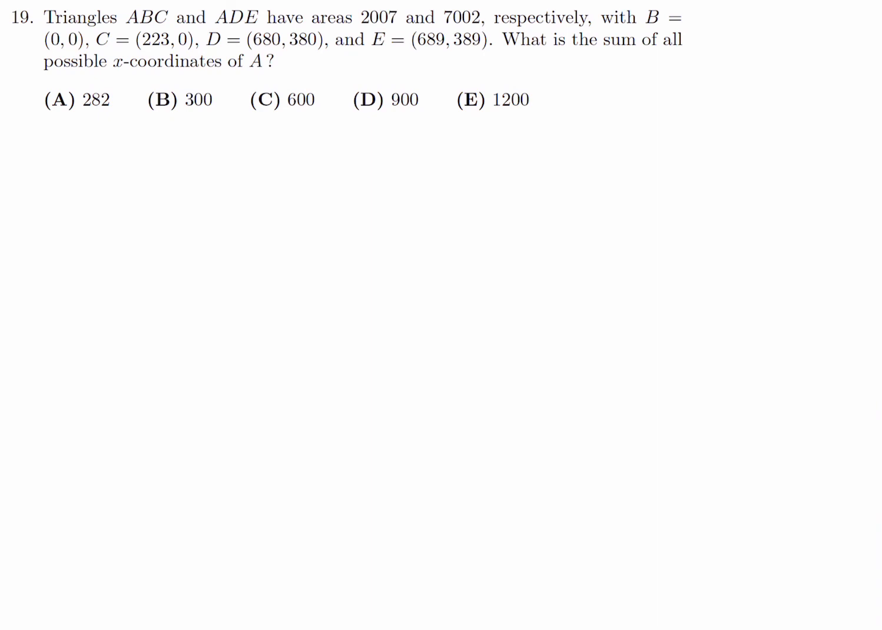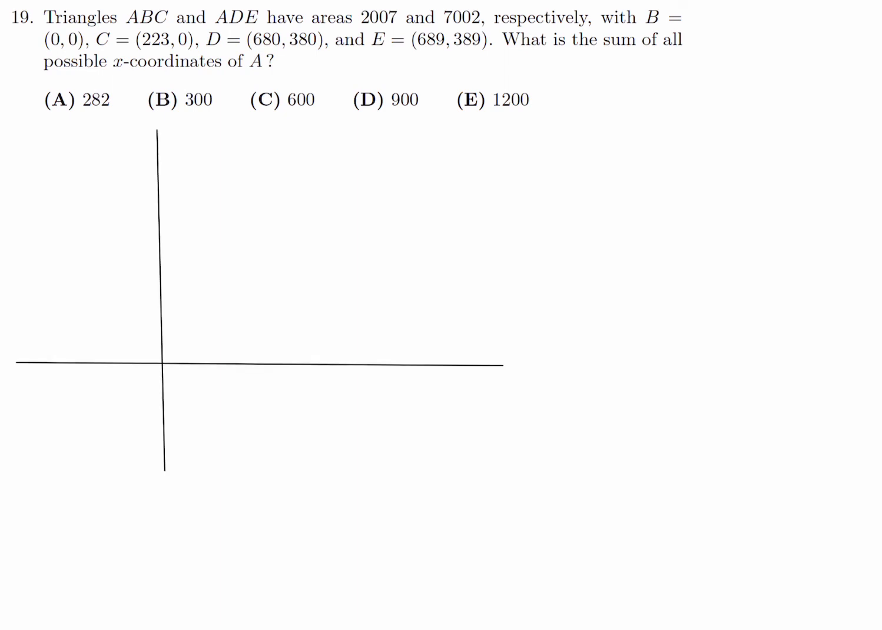Triangles ABC and ADE have areas of 2007 and 7002 respectively, with B equal to 0, 0, C is 2230, D is 680, 380, and E is 689, 389. What is the sum of all possible x coordinates of A?